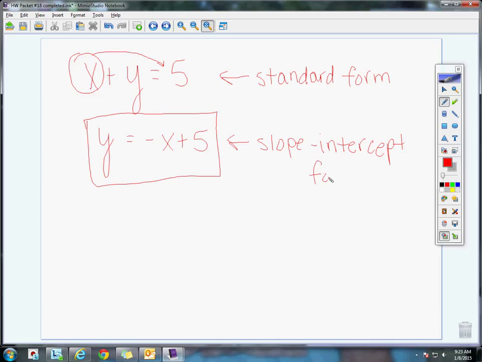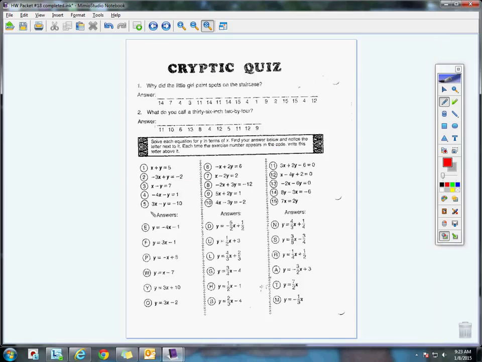Alright. So now that my answer is y equals negative x plus 5, we're going to look back and see y equals negative x plus 5 is right here. That's the letter P. So everywhere you see a 1, we're going to put the letter P. Okay, so we did 1 and we have the letter P done.